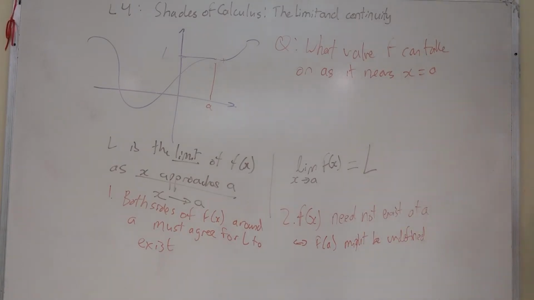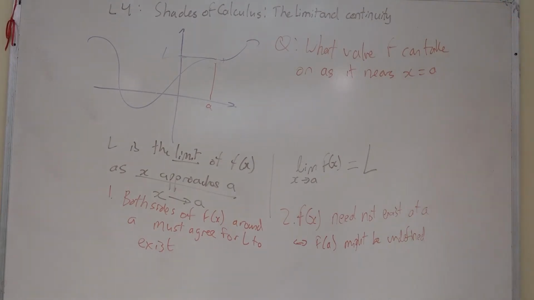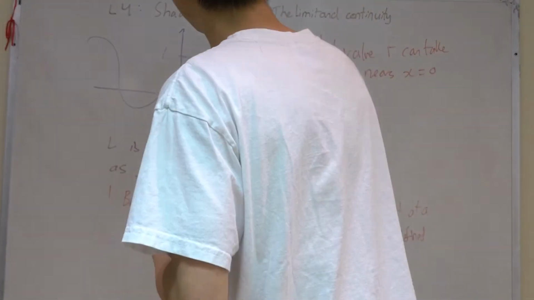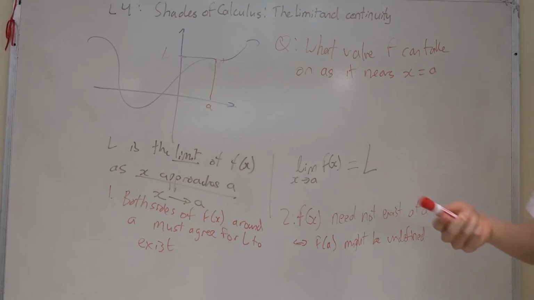Now this might seem very strange because in your head you might be thinking, doesn't that kind of defeat the purpose of the question? Were we not trying to figure out what this function was approaching? Isn't that the whole point of this limit thing? And the answer is no. If I wanted to know what the function was doing at a, all I had to do was evaluate it at a.